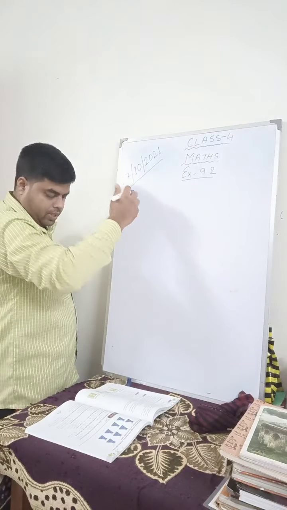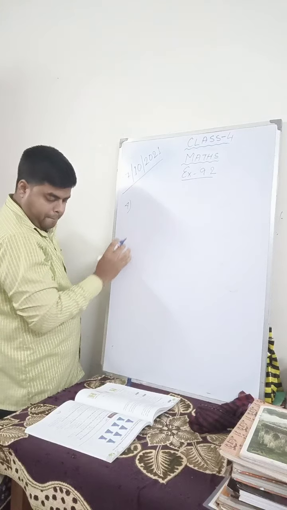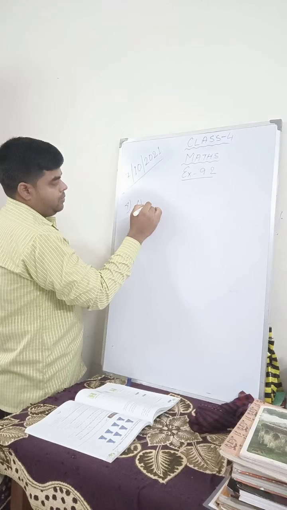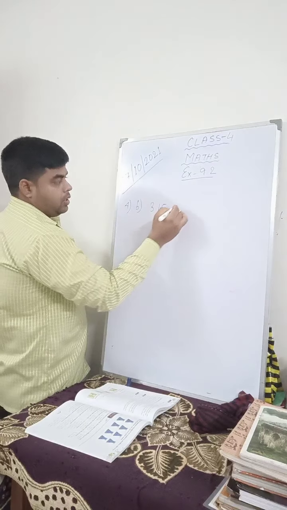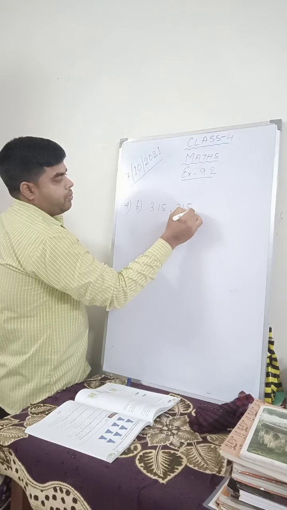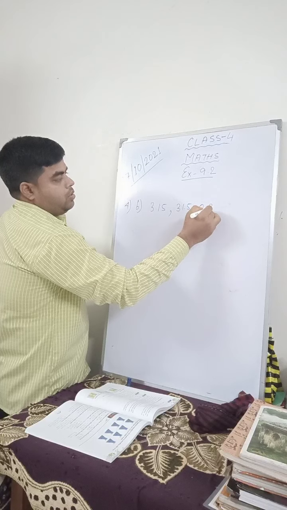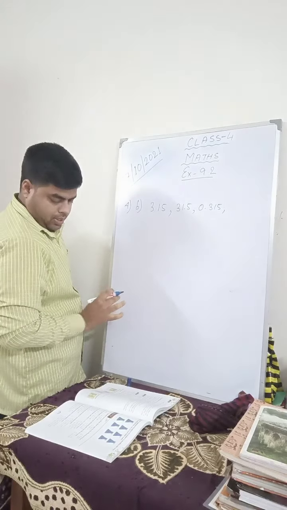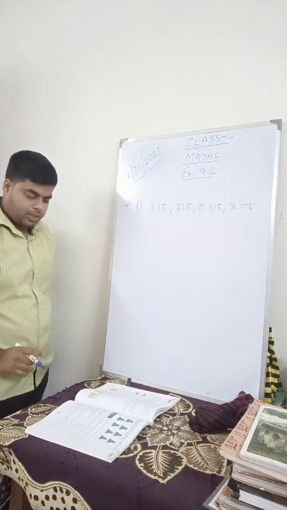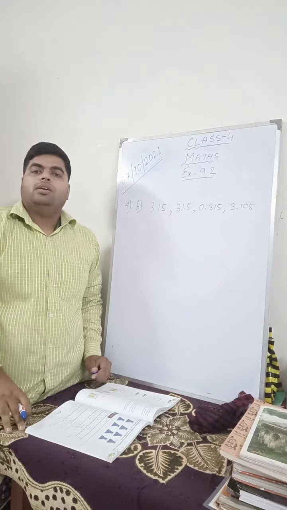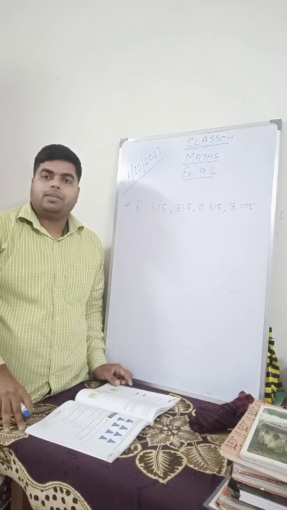So suppose, for example, question number 4 B: 3.15, 31.5, 0.315 and 3.105. Ascending order means arranging the numbers from smallest to greatest.